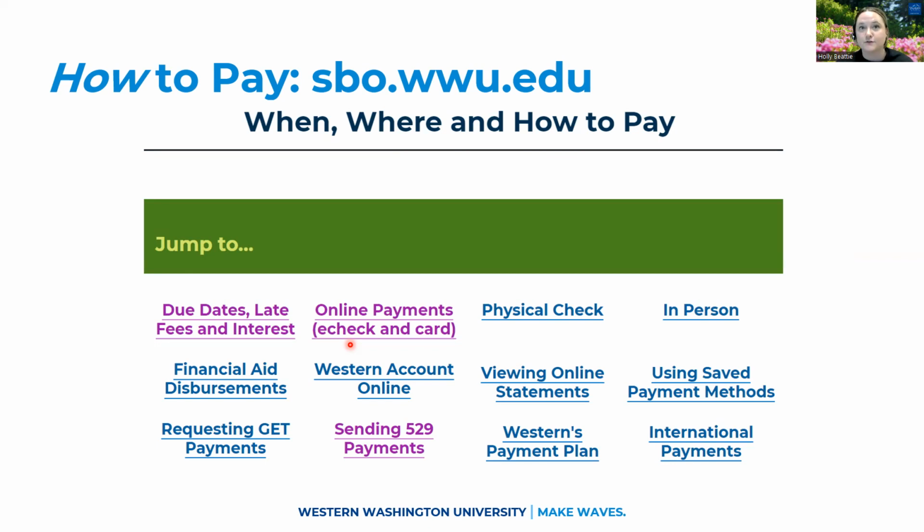That is not the case for a credit or debit card. So even if you're paying with a debit card, there's going to be a 2.85% processing fee. So that's going to add up really quickly when we're talking about thousands of dollars of tuition. So if you want to pay online, e-check is the way to go. And this link here is going to provide a lot more information on that as well.